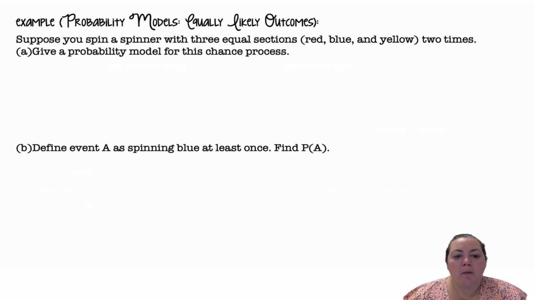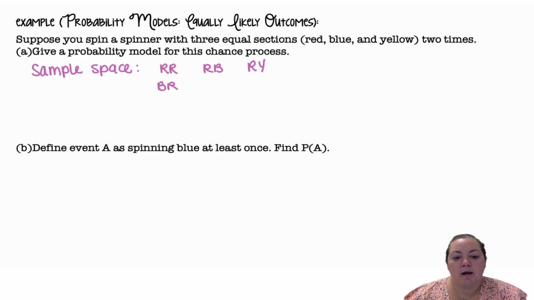All right, so probability models, equally likely outcomes. Suppose you spin a spinner with 3 equal sections, red, blue, and yellow, 2 times. Give a probability model for a chance process. So my sample space, I'm going to list out all of the possibilities. I could get red, then red. I could get red, then blue. I could get red, then yellow.